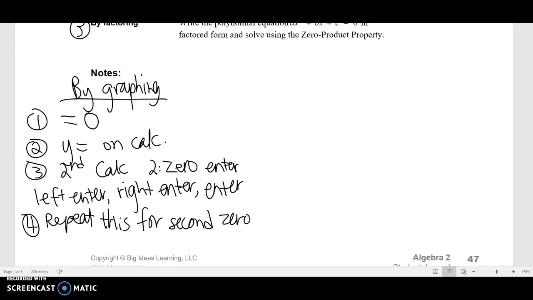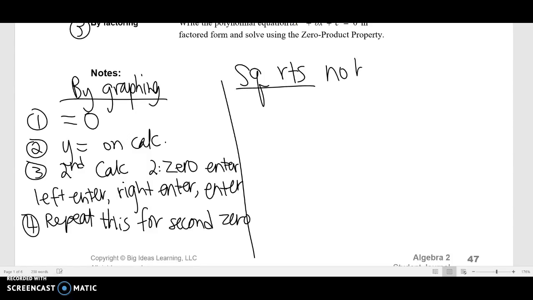And remember, a 0 is just an x-intercept, right? So we're looking for the x-intercepts. The next thing we can do is use square roots to solve the problem. This is when you have an equation and there's no bx term. So you know how we have ax squared plus bx plus c? This is when there's no bx term, so b is 0.